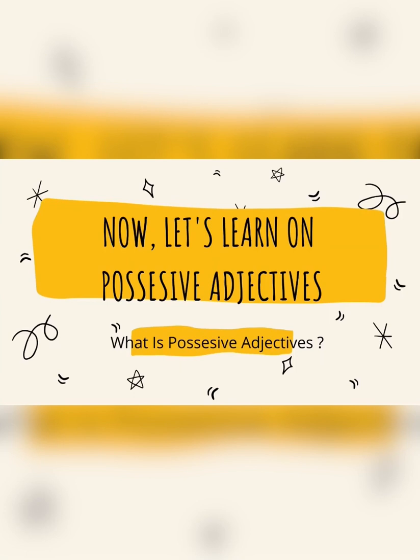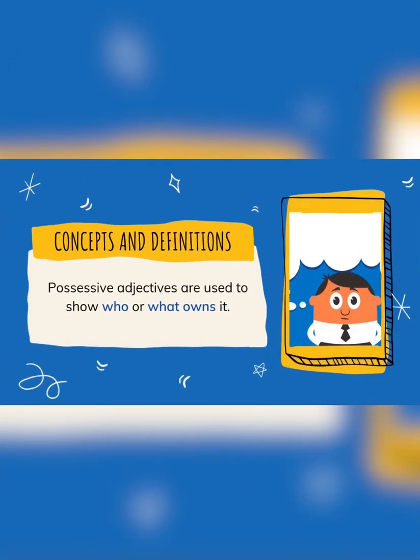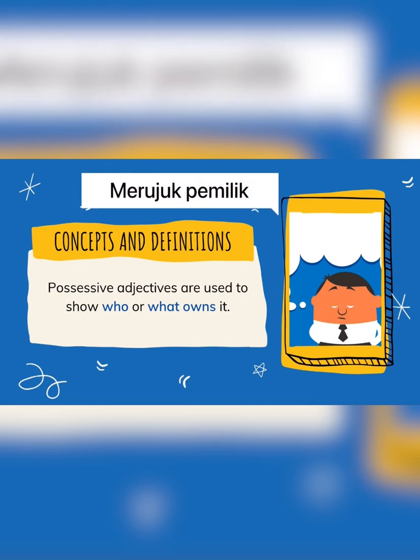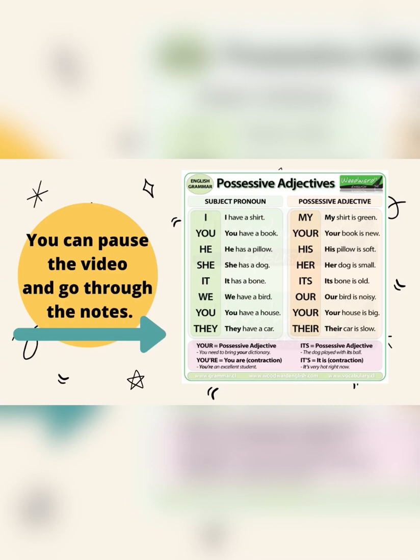We use possessive adjective to show who or what owns it. Maksudnya, possessive adjective ialah kata ganti diri yang merujuk kepada si pemilik. For example, I changes to my. You change to your. He changes to his. She changes to her. And the rest go on. Or you can take a look at the example in the possessive adjective table I have provided.